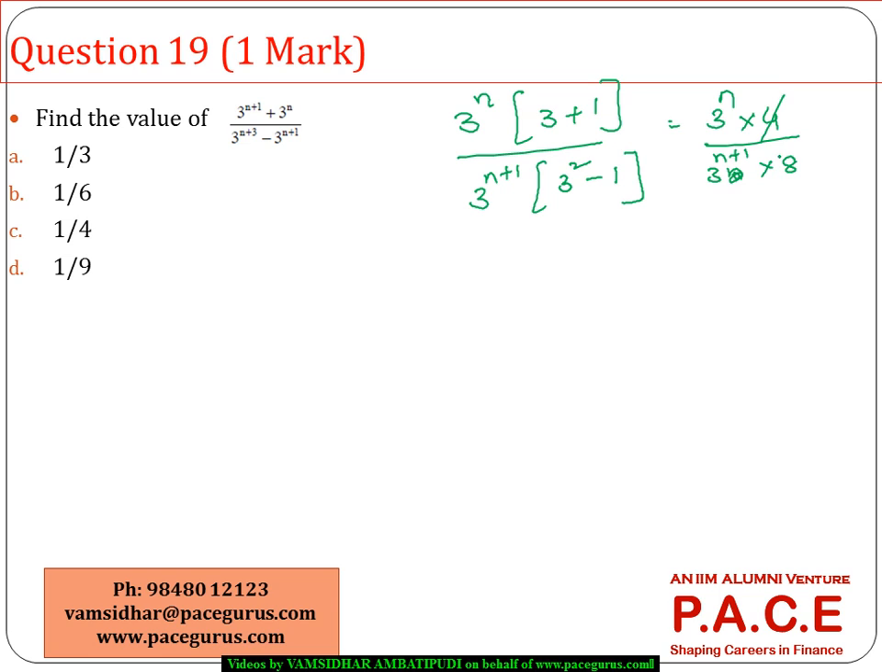So this is 2, and 3 power n by 3 power n plus 1 is again 1 by 3. So 1 by 3 into 1 by 2 working out to 1 by 6, making me mark B as the answer choice in this case. It's a matter of simple simplification using the various formulas itself. Alright. Okay, let's move on to the next question now.